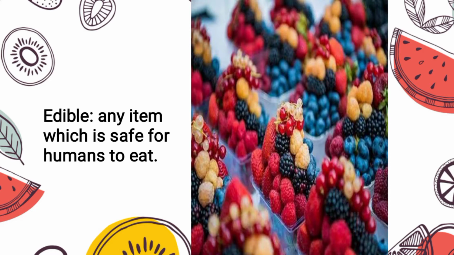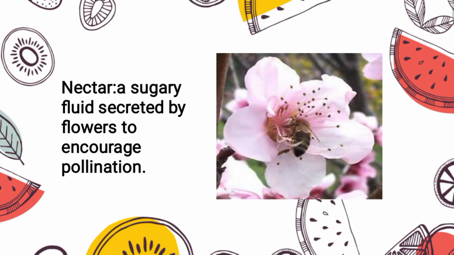So what is edible? Any item which is safe for humans to eat. Anything which is safe for human beings to eat is called edible. You can see an image here with some fruits as an example. All these fruits which are shown in the image, you can eat them.